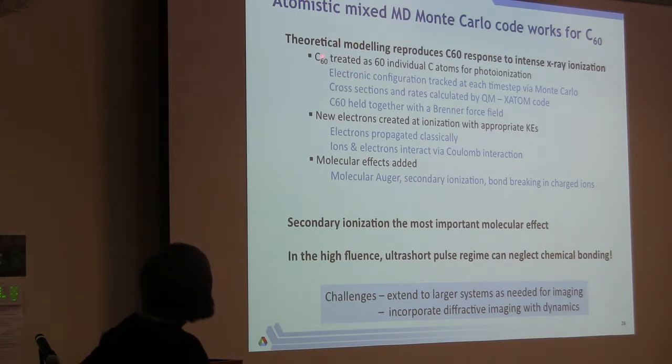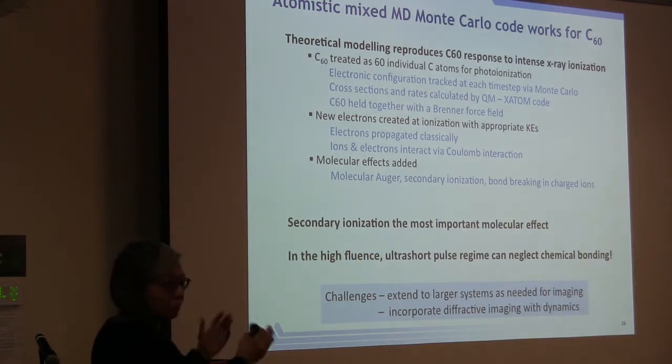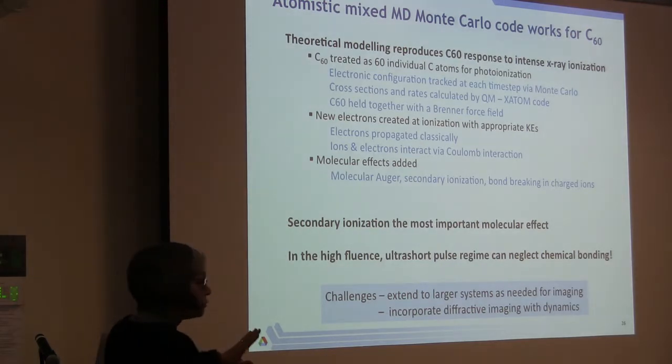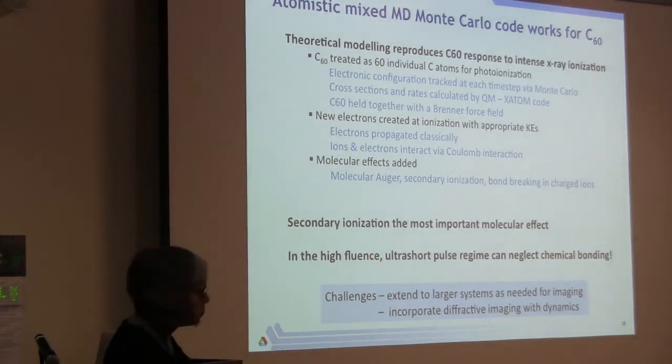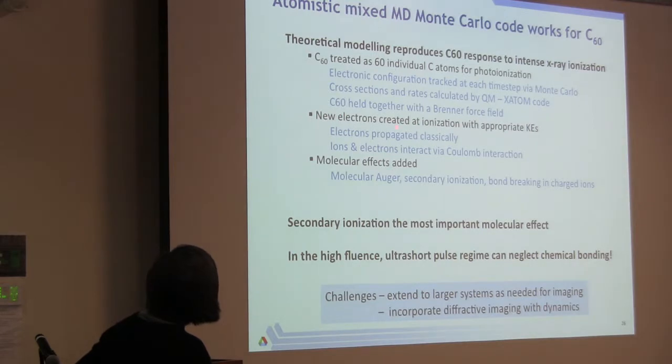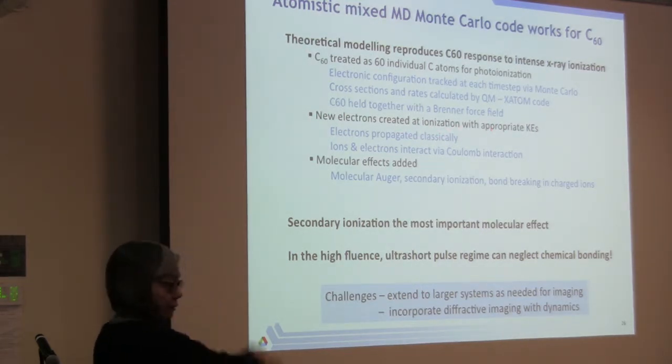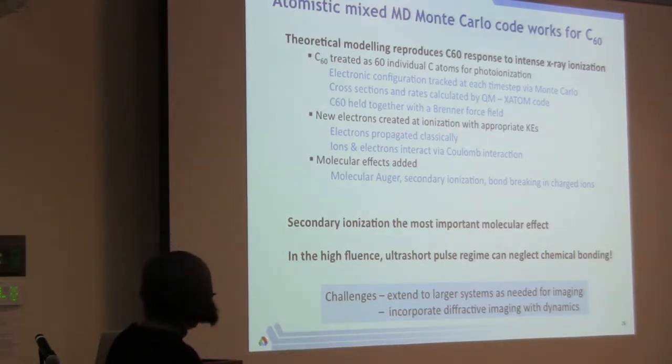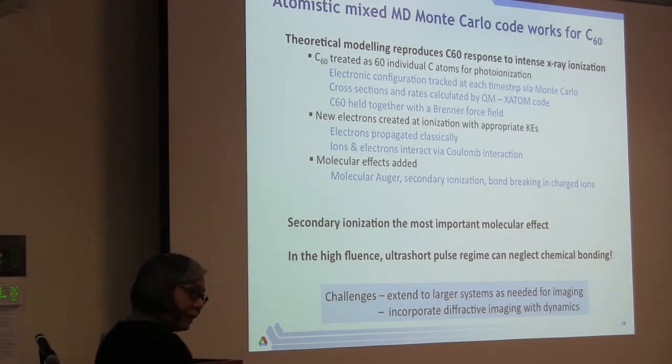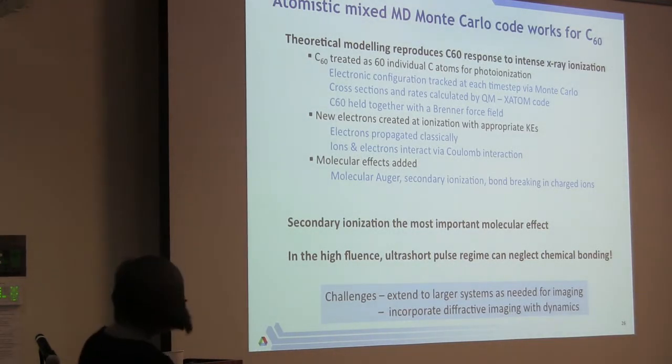First, you treat the C60 as 60 individual carbon atoms for photoionization. You can track all these electronic configurations. You can calculate the cross sections with that XATOM code that I told you about. The C60 was held together with some particular force field for all the bonds, which we already saw was not so important. And then the new electrons are created with their appropriate kinetic energies, and you just propagate everything classically and see what happens.